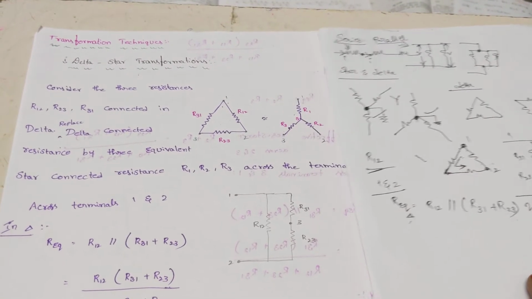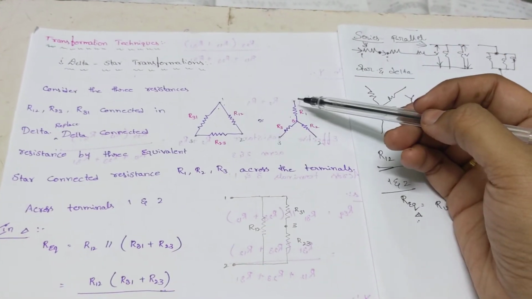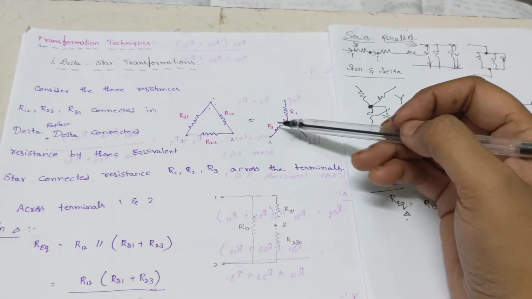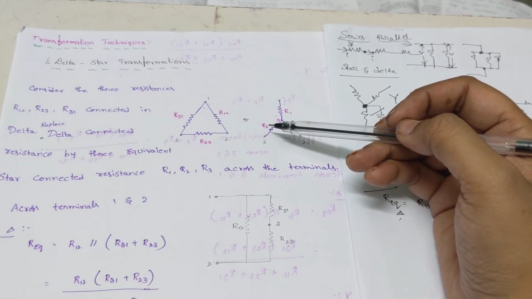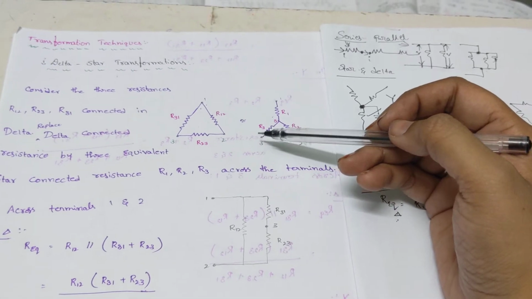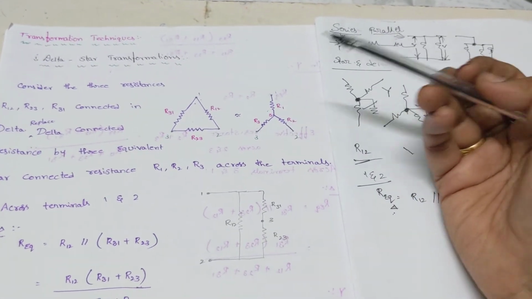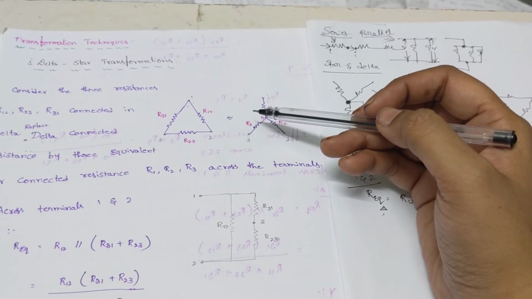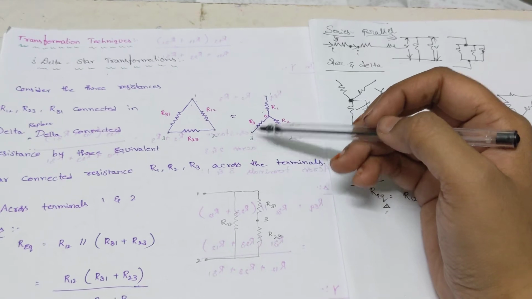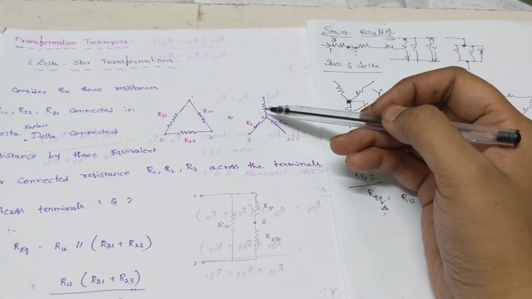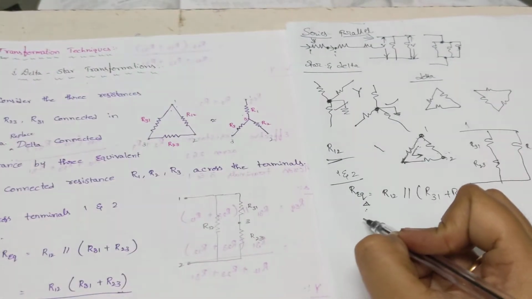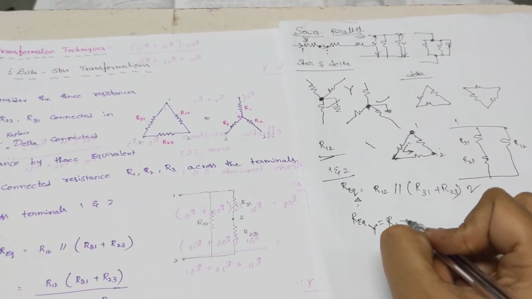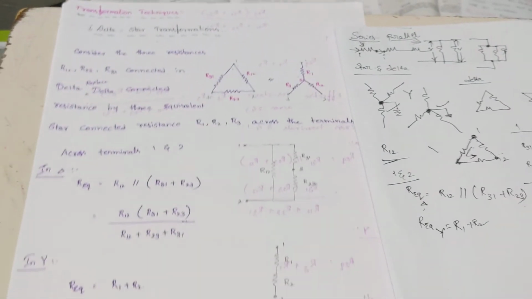What about the star? I am just looking between node 1 and node 2. At that time, node 3 is in open condition. When it is open, the current flowing through that element is 0, and definitely the voltage is 0. So there is no need to consider this element, which we call a redundant element in electrical terminology. The rest of the elements are only R1 and R2, so the R equivalent in star will be R1 plus R2.